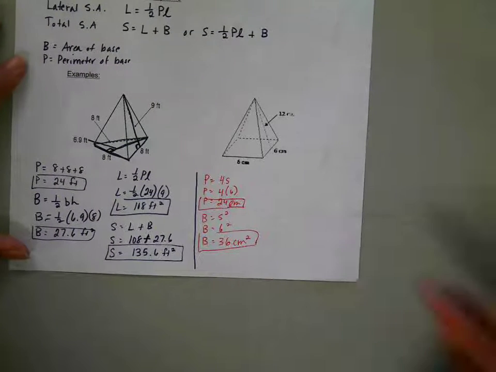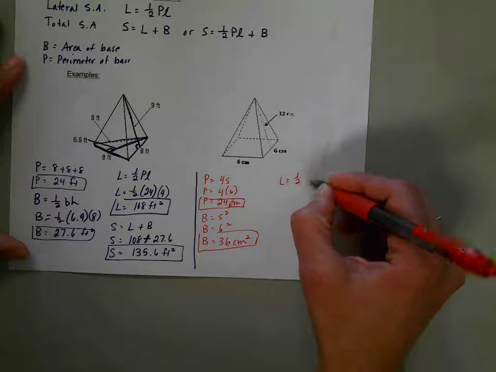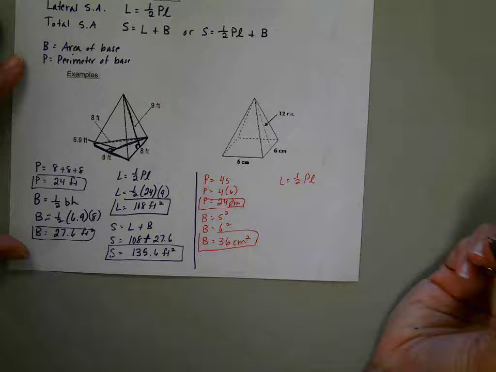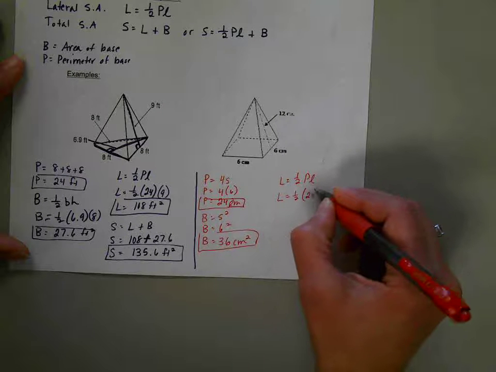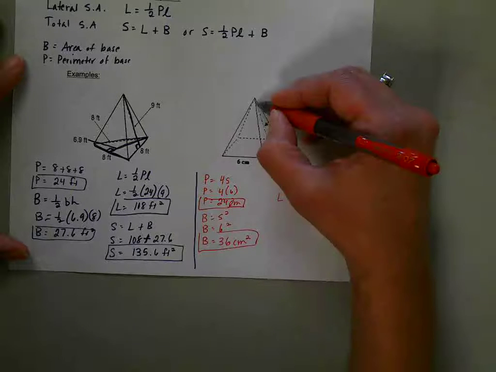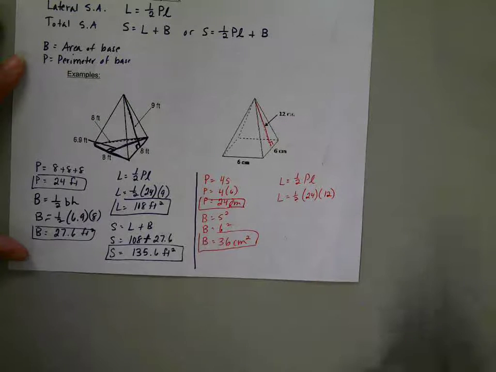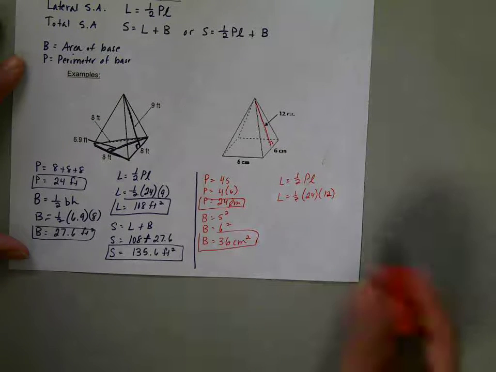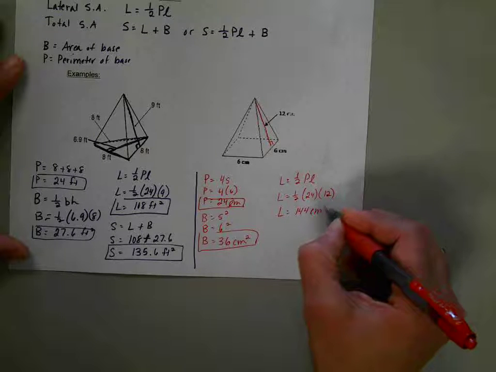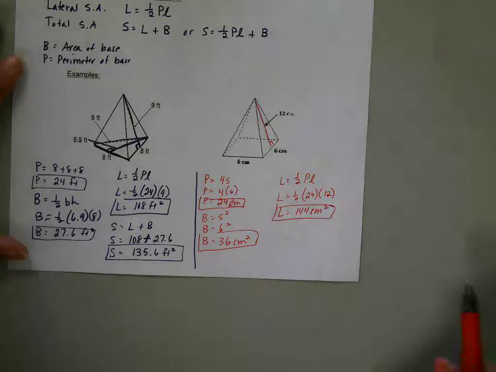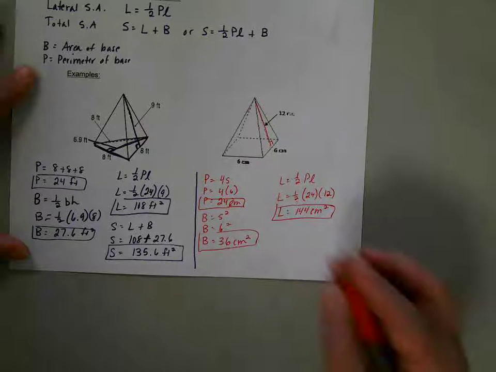Come over and find my lateral. My lateral is 1/2 times the perimeter times the slant height. So lateral is 1/2 times 24 times, remember my slant height is here, 12. Half of 24 is 12. 12 times 12 is 144 square centimeters. That's my lateral. Remember, lateral is all of the faces around, not including the base.